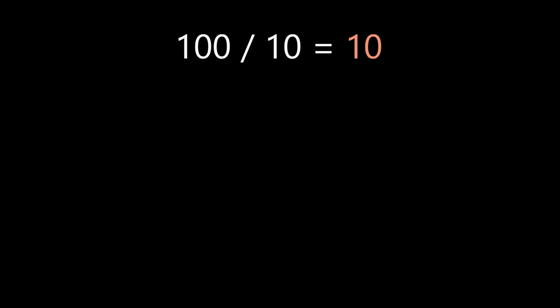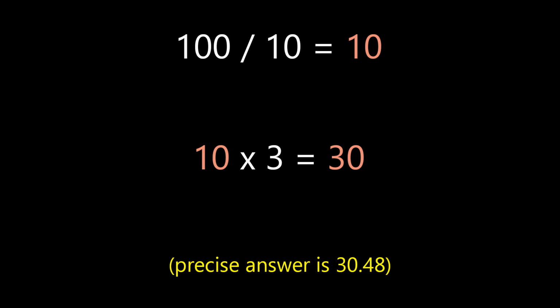For our first example, let's take an easy number like 100. 100 divided by 10 equals 10. 10 times 3 is 30. This gets you very close to the precise answer, which is 30.48.